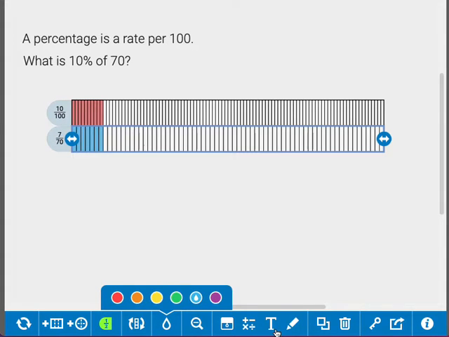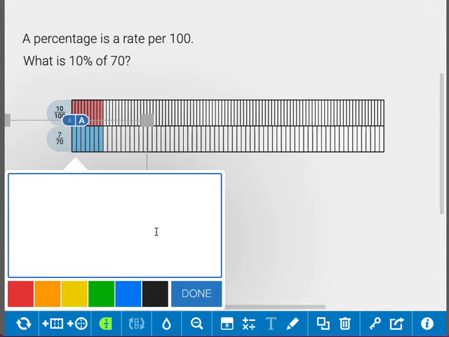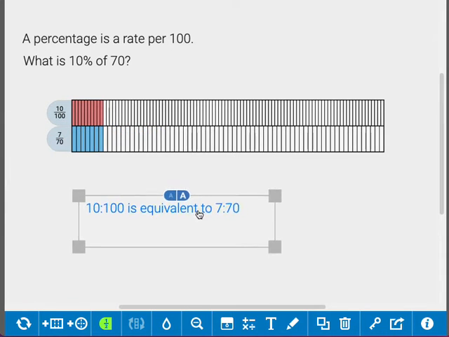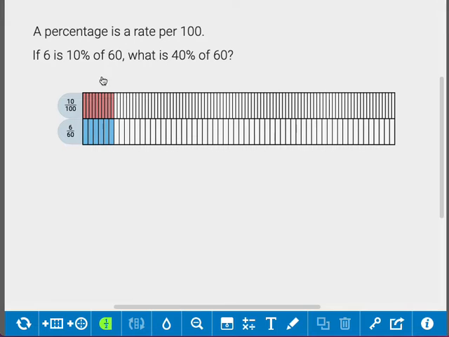And one way that we can think about that is by recognizing that these are equivalent ratios. So 10 to 100 is equivalent to 7 to 70. That's another way of acknowledging that 10% of 70 is 7: to recognize that these ratios are in fact equivalent.